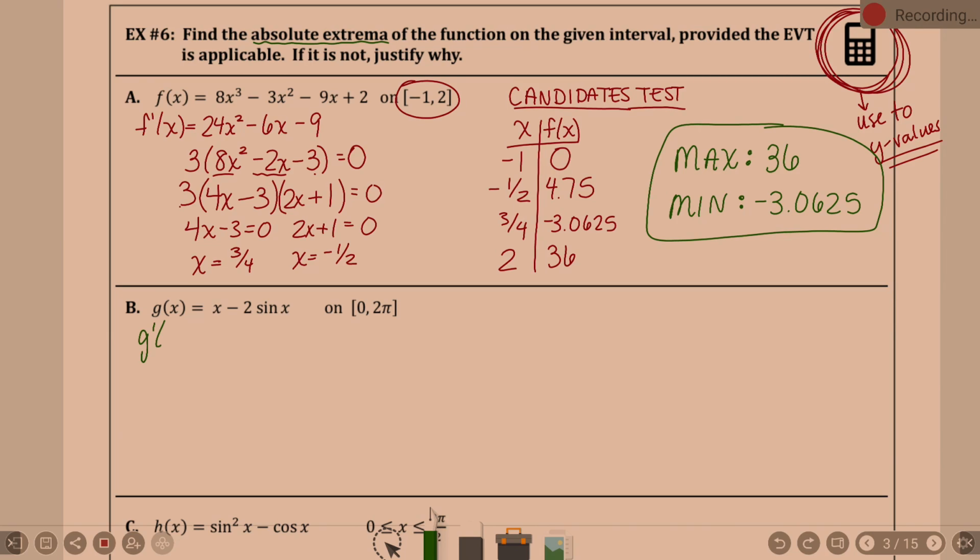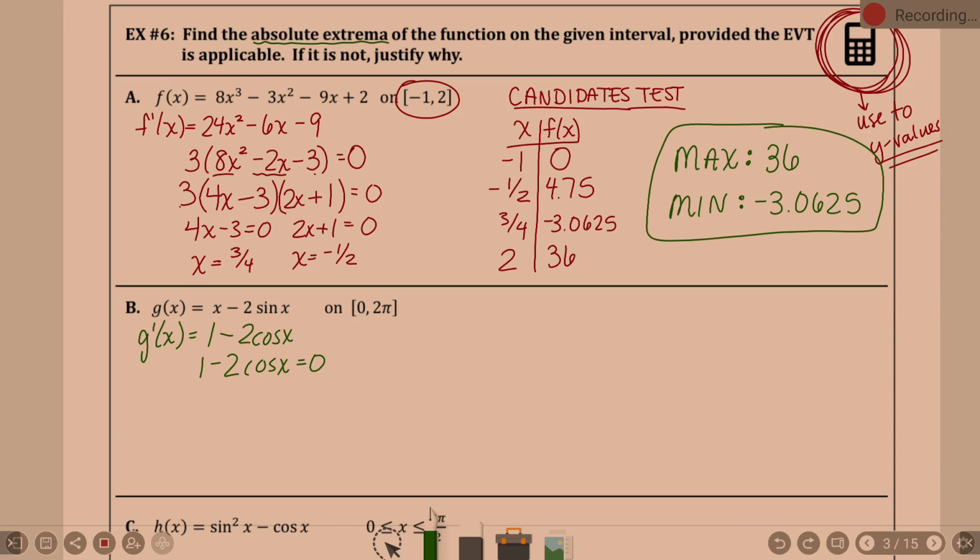Okay. g prime of x is 1 minus 2 cosine x. The derivative of sine is cosine, so you just keep the negative sign the same, correct? Yep. Okay. We're going to set it equal to 0.